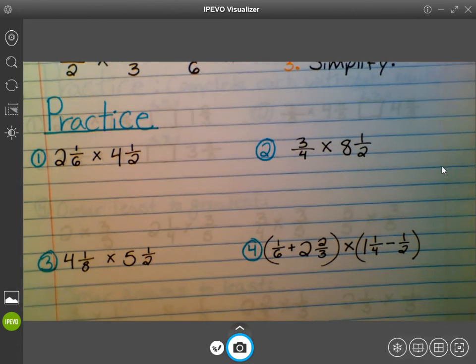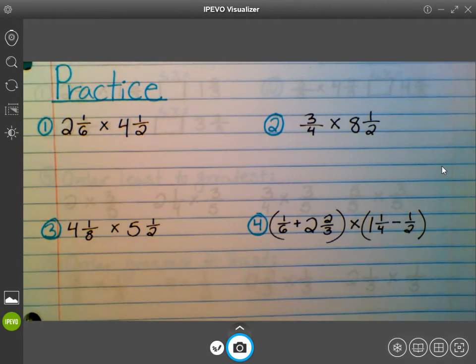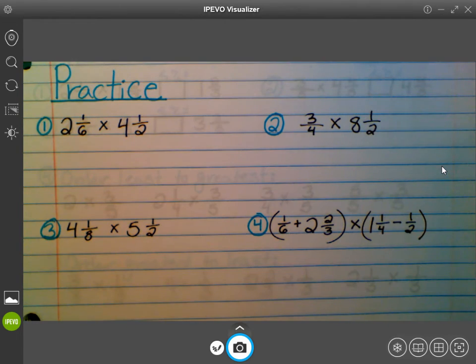Okay. Well, yeah, I mean, that doesn't always work. Because when we transform them into improper fractions, sometimes it's a little different, and so you won't always get the same answer. So that's why it's important to either put it in the box and do it that way, or you transform it into the improper fraction.